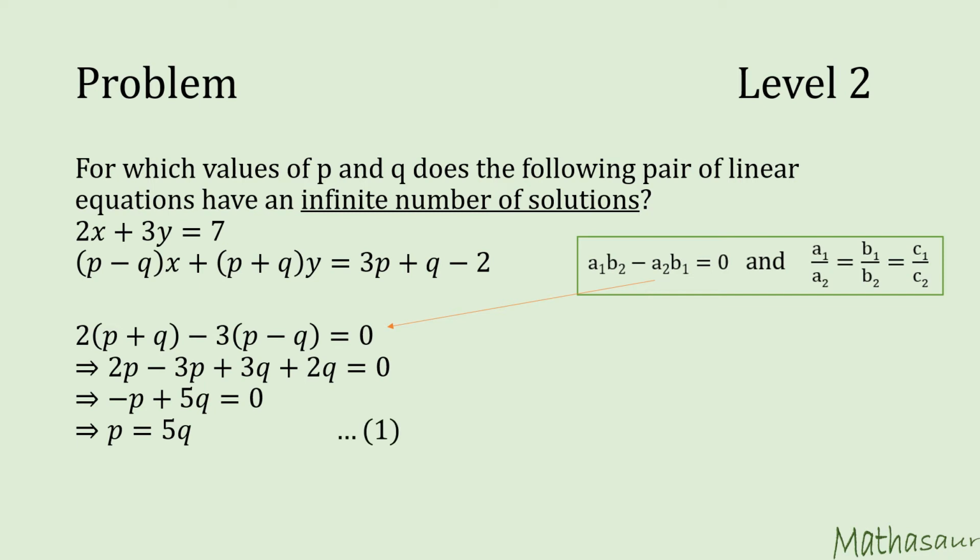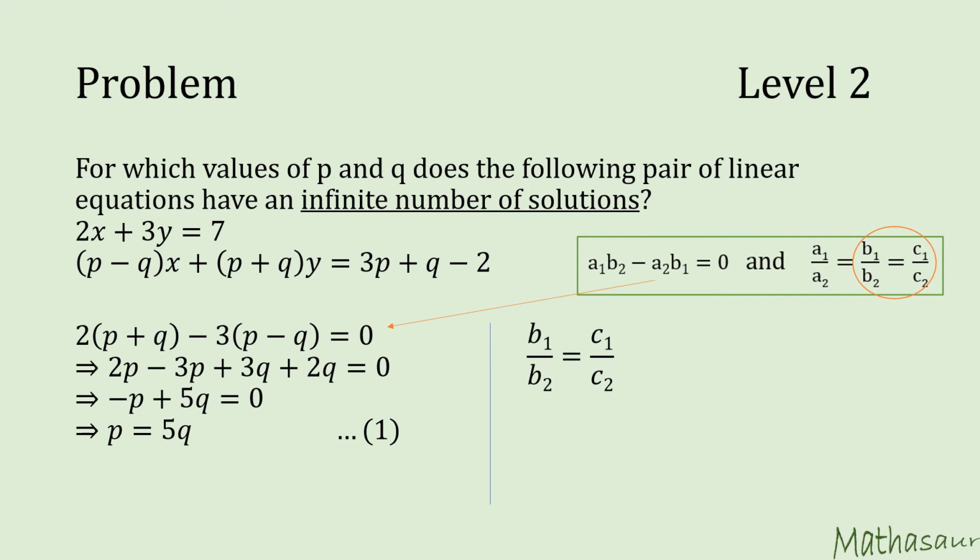We can actually substitute the value of p in another equation. Let us see b1 upon b2 equals c1 upon c2. Why are we taking b and c? Why are we not taking a? We could also take a1 upon a2 equals c1 upon c2. But we have already looked at a1 upon a2 equals b1 upon b2 in the first equation.